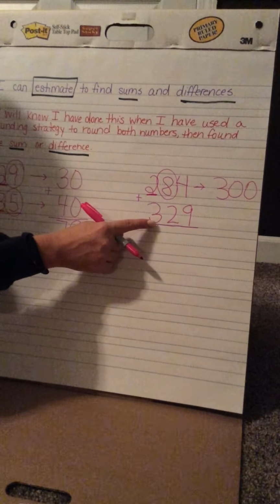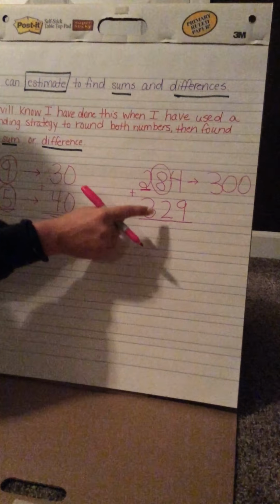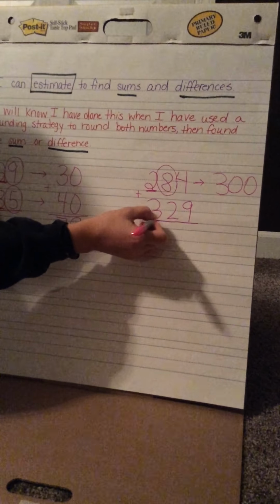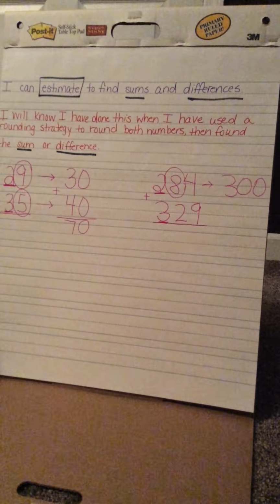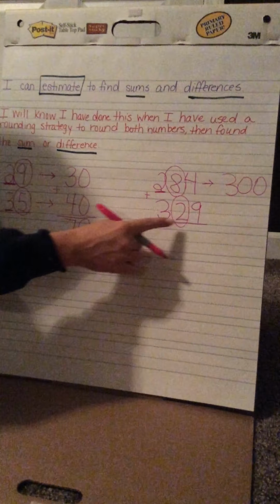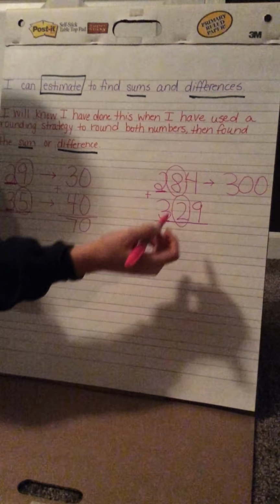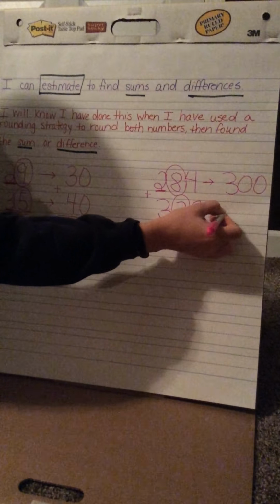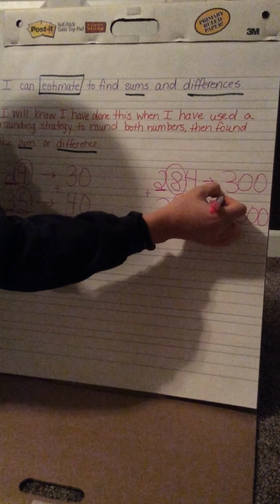Then I want to look at my other addend here. Two numbers that are being added together are called addends. So this number is in the hundreds place. I need to figure out if 329 is closer to 300 or 400. And the 2 here also tells me 329, if I drew it on a number line, would be closer to 300 than it would be 400. So 329 is also close to 300.